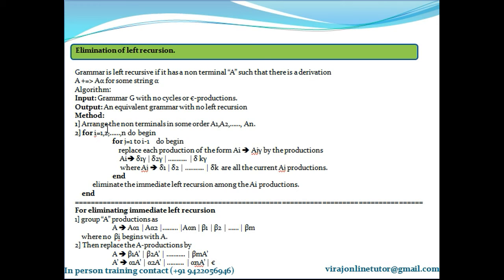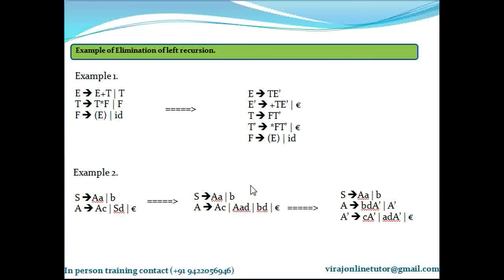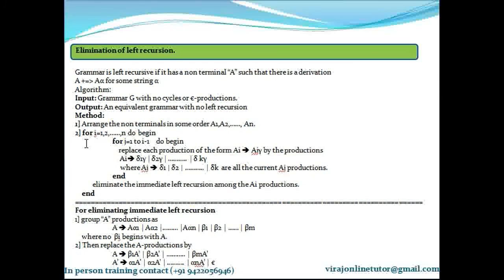So what are the steps? You arrange the non-terminals in some order, A1, A2 till AN. So what is that order? S followed by A is the order. Just take the order in which it is given to you all. Next is the for loop, I is equal to 1 to N. You have done the ordering of all the non-terminals, right? So I is equal to 1 to N. There is an internal for loop which checks for J is equal to 1 to I minus 1. That means in short, just look out for productions which are defined on top of it.